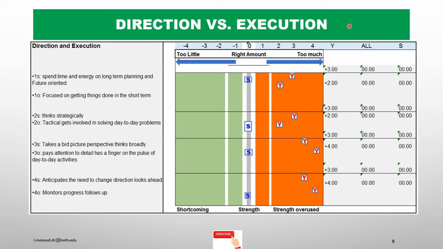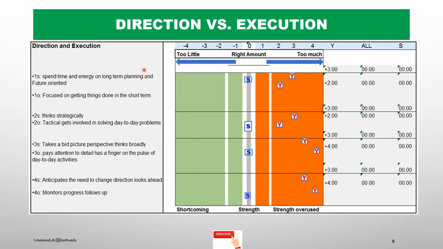In direction versus execution, I have calculated a score from 0 to 4 in a positive mode, and from 0 to -4 in a negative mode. If I move from 0 to 4, 1, 2, 3, 4, I am using my strength too much. If I move from 0 to the left-hand side, -1, -2, -3, -4, I am using my strength too little. If I stay in the middle, I use the right amount of my strength.